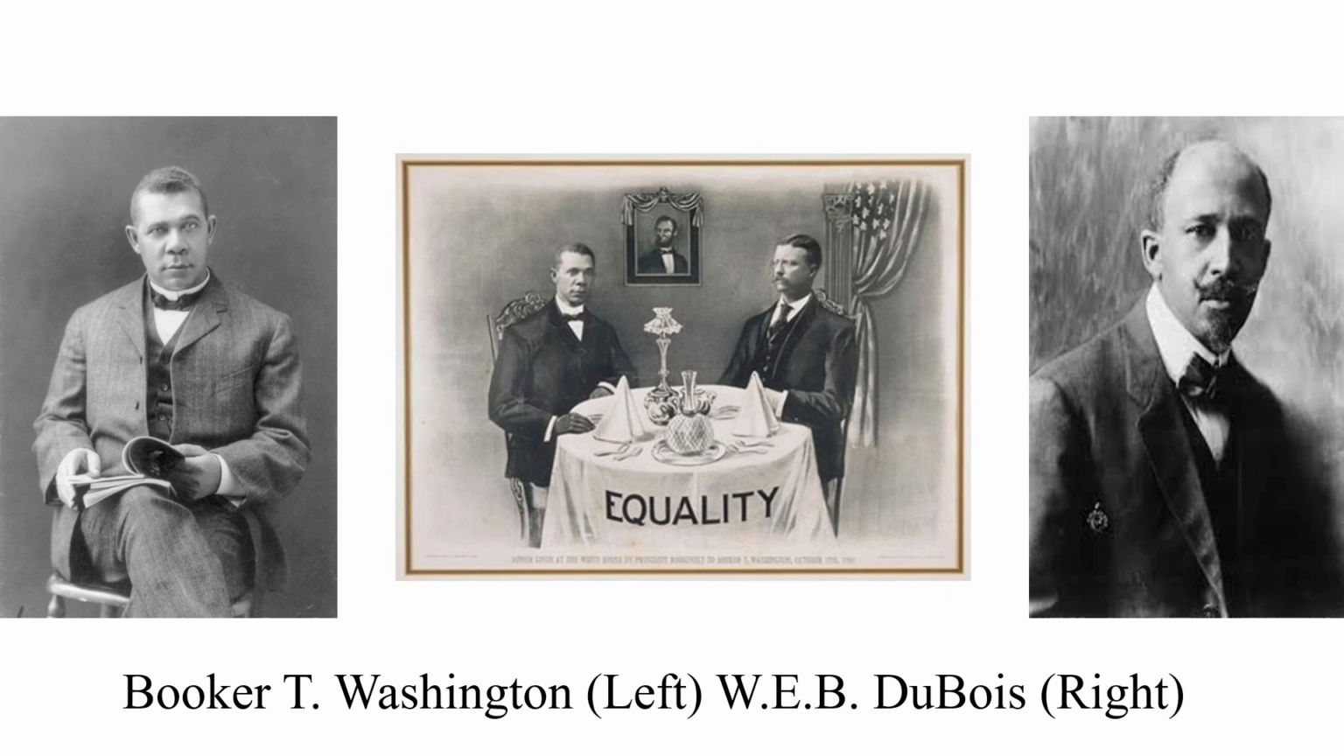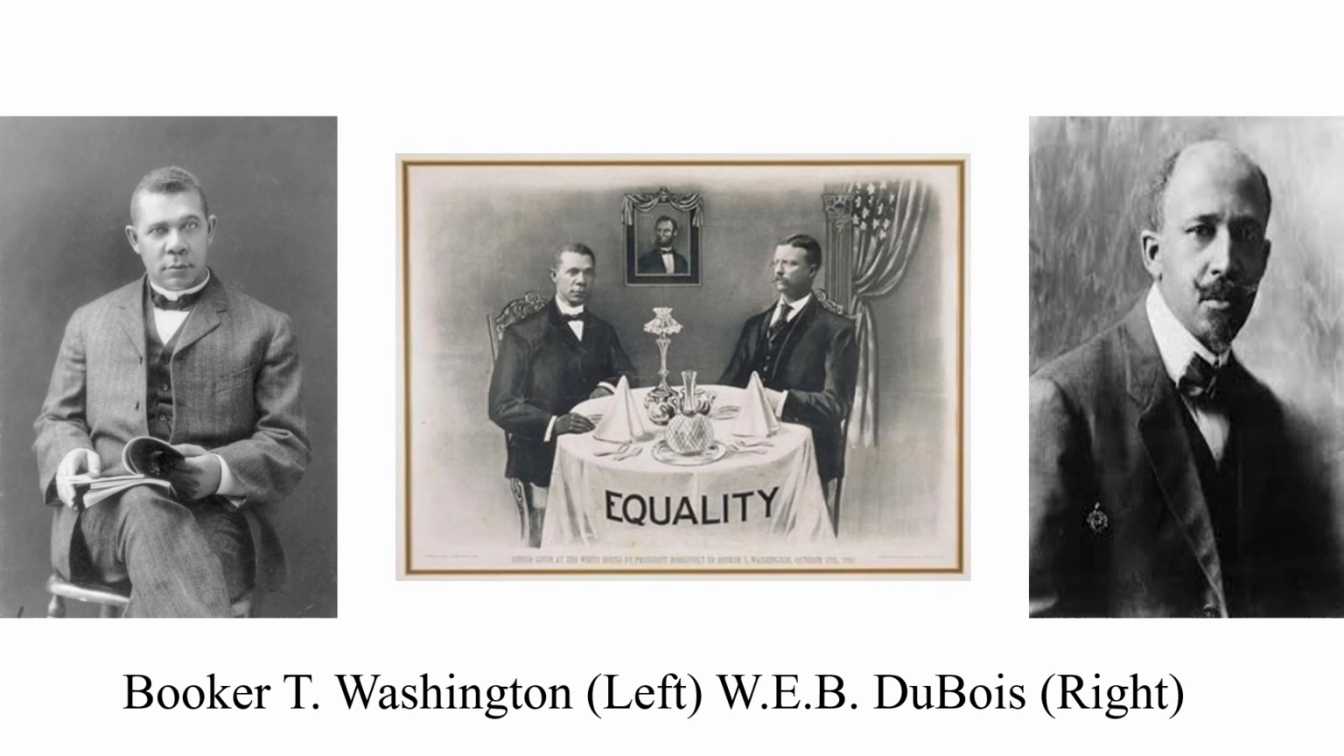Another important African American leader who, like Ida B. Wells and Frederick Douglass, was born a slave was Booker T. Washington. Washington, born in Virginia in 1856, became a leading African American educator and activist. Washington attended a historically black college and helped to found the Tuskegee Institute, an important African American intellectual center.